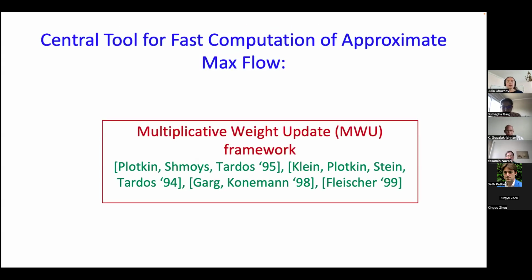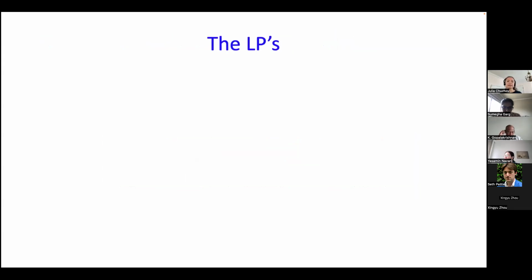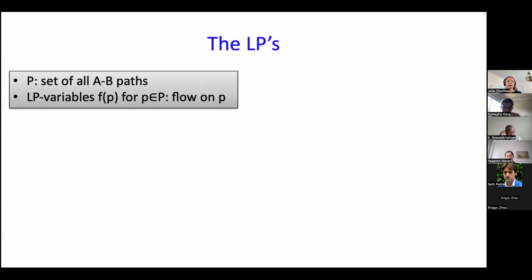Okay, so now I'm going to define the flow LP and its dual, and then they will help us guide the algorithm and the analysis. We're actually not going to solve these LPs. I'm going to denote by capital P the set of all A to B paths. And for each such path, there's going to be a variable f of P that we can think of as the flow on this path.